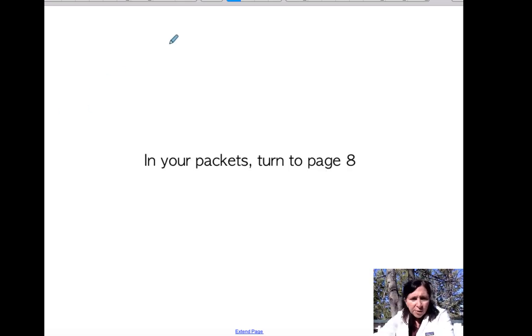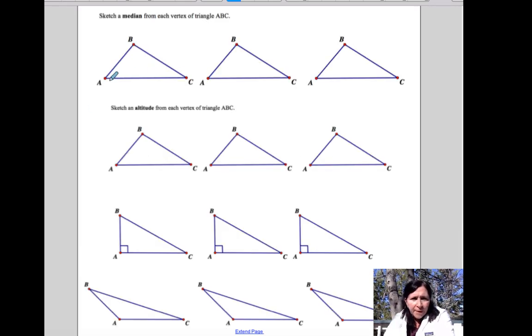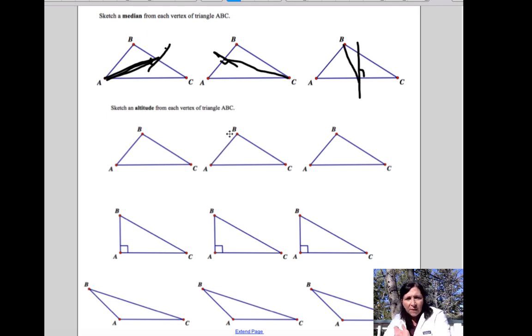In your packets, you would turn to page 8, and you would create this here. Sketch each median from each vertex of triangle ABC. So the median, once I have a perpendicular bisector, my median would go from here to here. For this one, once I have my perpendicular bisector, my median would go from here to here. And once I had my perpendicular bisector, my median would go from here to here.